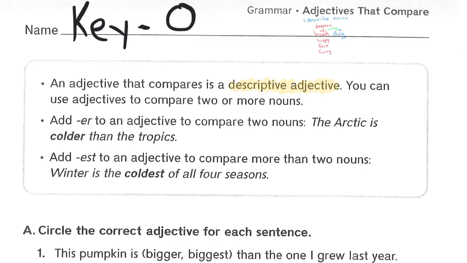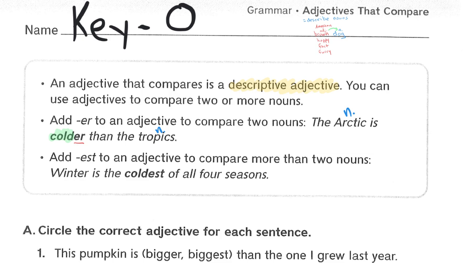And here's an example. The Arctic is colder than the tropics. So there are two nouns in that sentence. So I have tropics, that's a noun. And I have the Arctic, that's a noun. And I'm comparing the two. And I'm saying that the Arctic is colder than the tropics. So putting that ER on the end makes it a descriptive adjective.